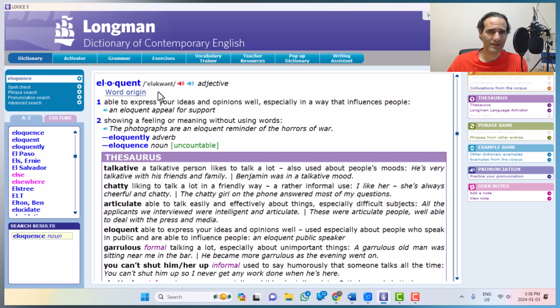Stress on the first syllable. Eloquent. Adjective. And eloquence is the noun. Able to express your ideas and opinions well. So you can express your ideas well. You are a good speaker. You can speak or you can deliver beautiful speeches. That is eloquence. And charisma.